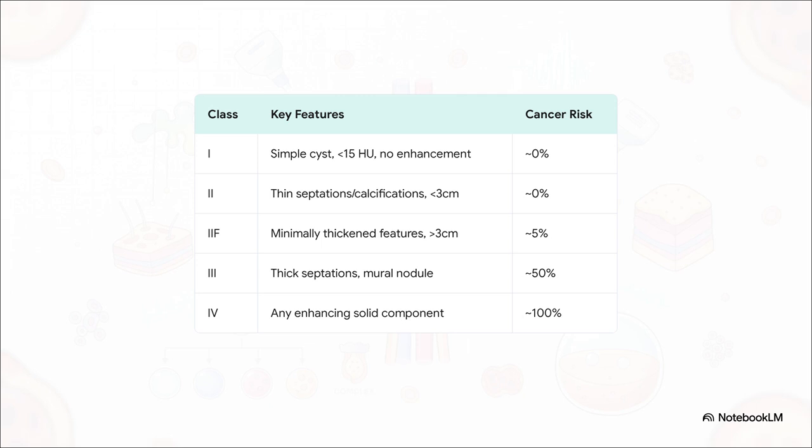Now see that IIF? The F stands for follow-up. Here things are a little thicker, a little more concerning, pushing the risk to about 5%. But the real jump, the one you've got to pay attention to, is to class 3. Now we're talking thick walls or a solid lump, what we call a mural nodule. And finally, class 4 is when you see any solid part that lights up with contrast. That's considered cancer until you prove it's not.